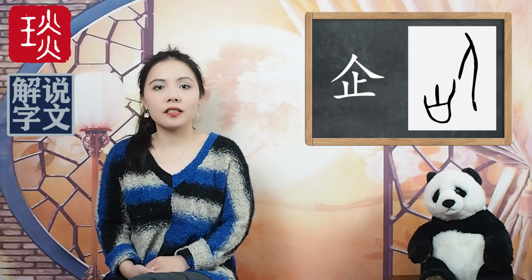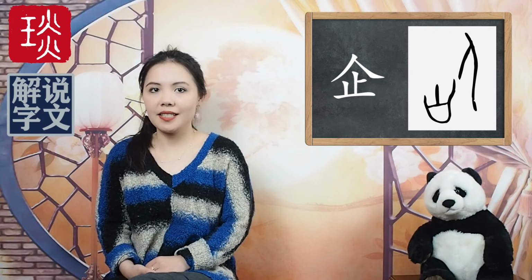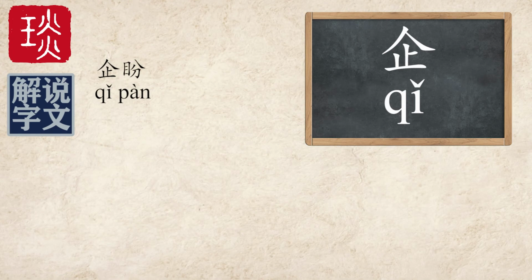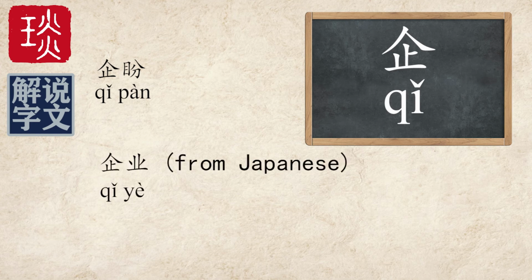On the top is a person. On the bottom is 止 which represent toes. A person is standing on his tiptoe. What is he doing? He is expecting something or someone. 企, 期盼. Another popular word with this character is 企业 and this word has nothing to do with the original meaning of 企. It was from Japanese.